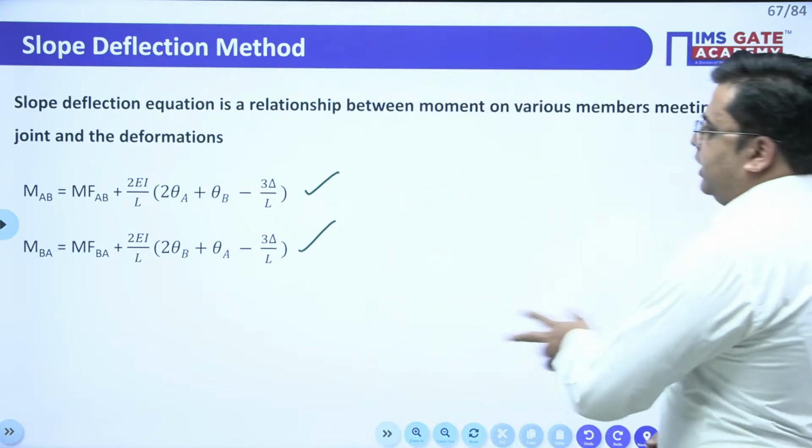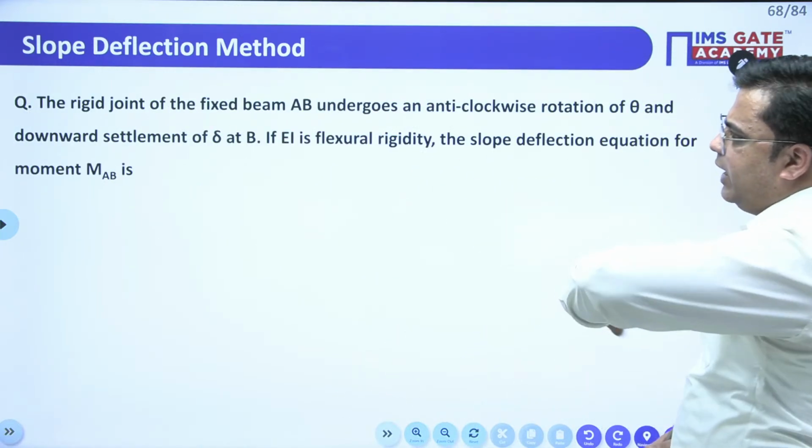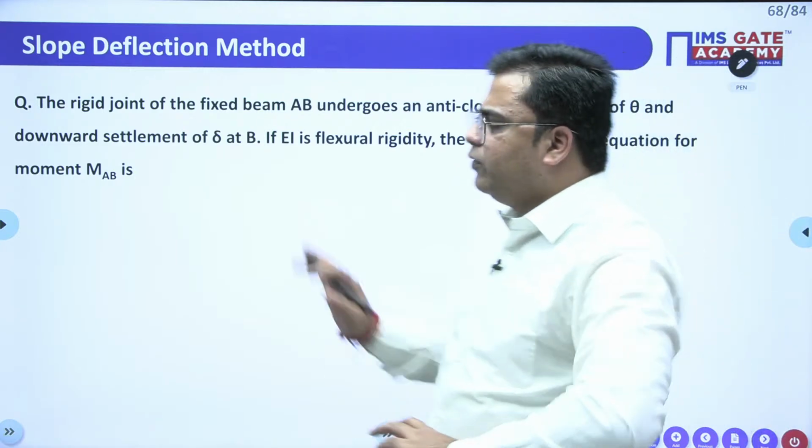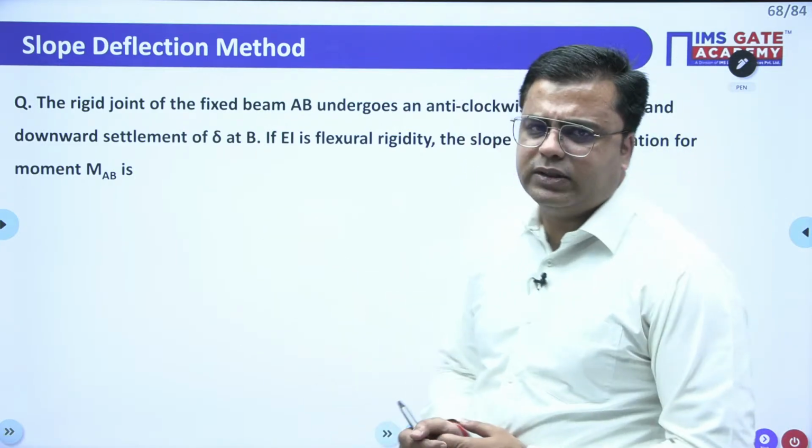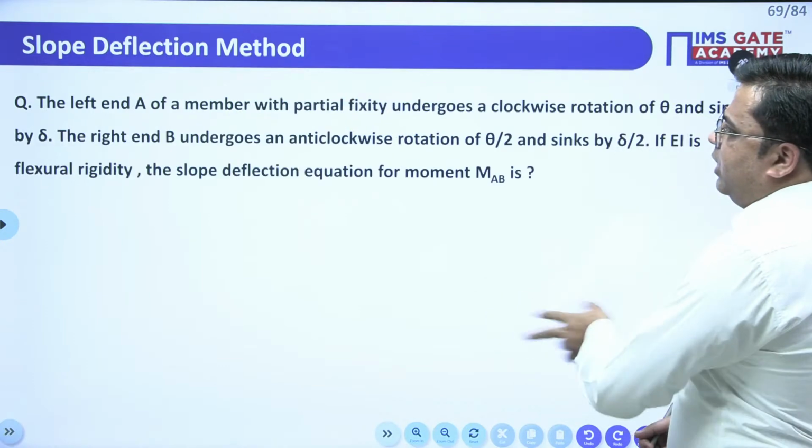Moving on with this, just take a snap of this question and you can try. It is a very easy question of slope deflection equation, and using these equations, you can clearly solve this, right? Okay.